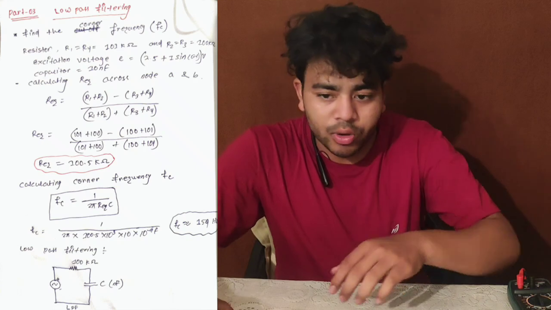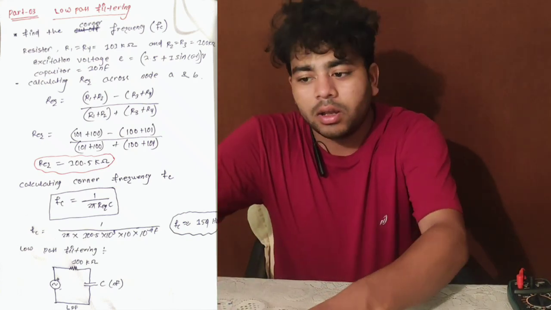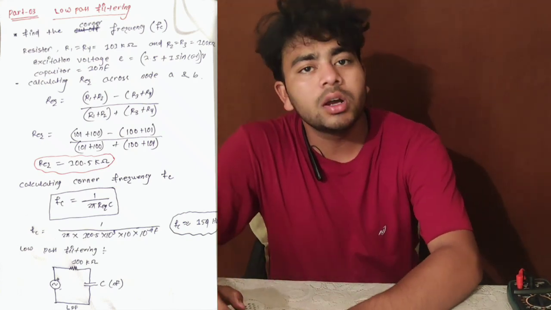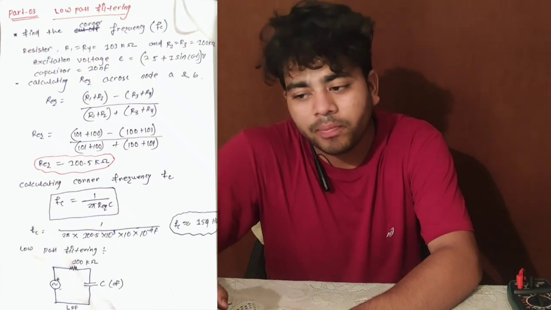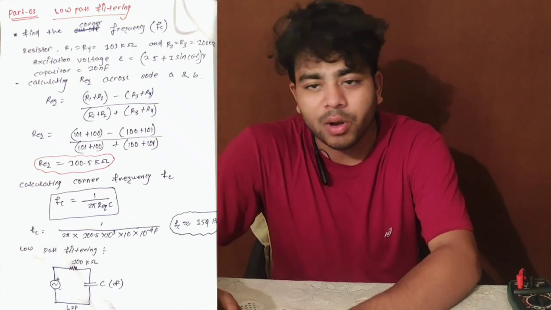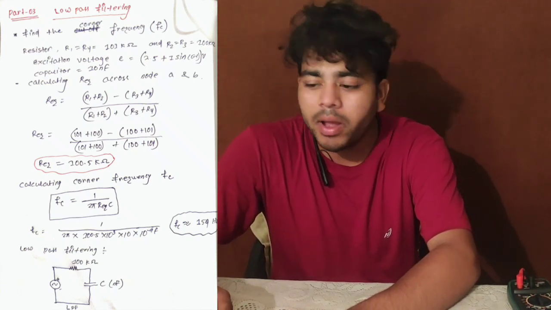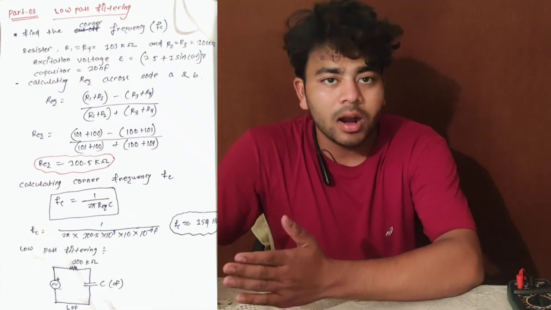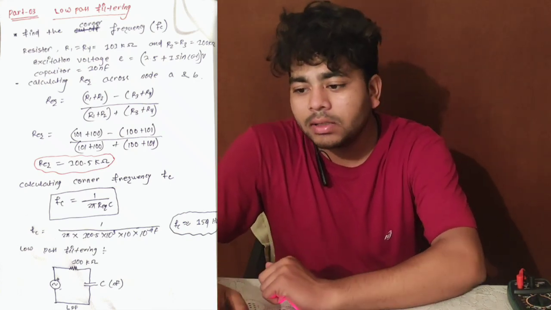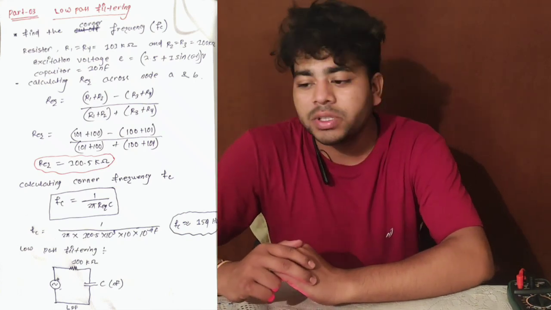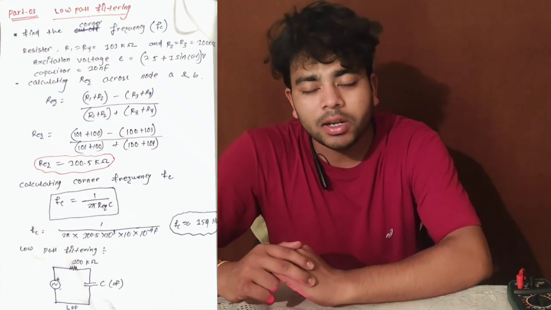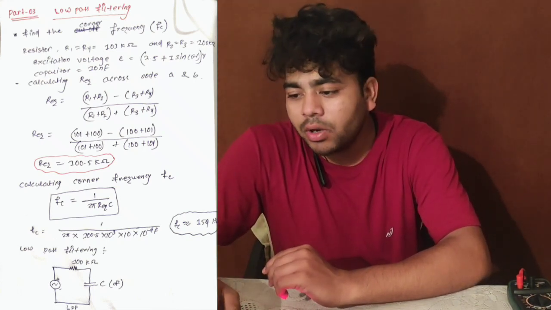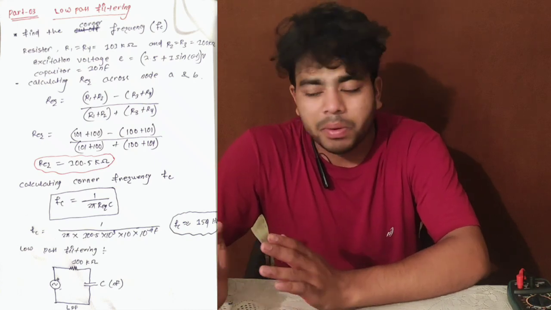Now, for calculating the corner frequency, we first have to calculate the equivalent resistance. R equivalent is (R1 plus R2) times (R3 plus R4), divided by R1 plus R2 plus R3 plus R4. R equivalent is about 100.5 kilo ohm in this case, and the formula for the corner frequency is 1 by 2 pi R equivalent times the capacitor, which is approximately 159 hertz.